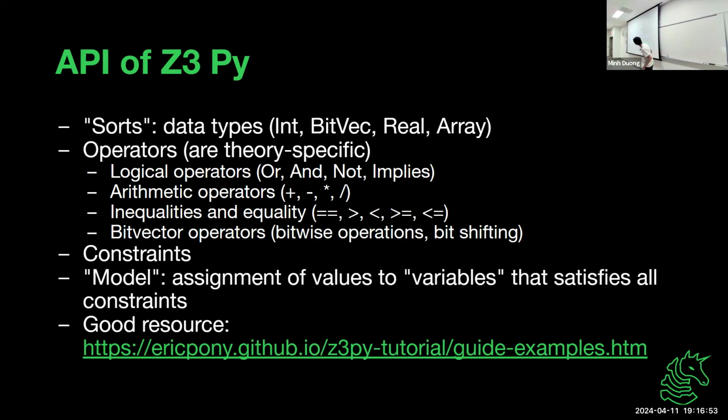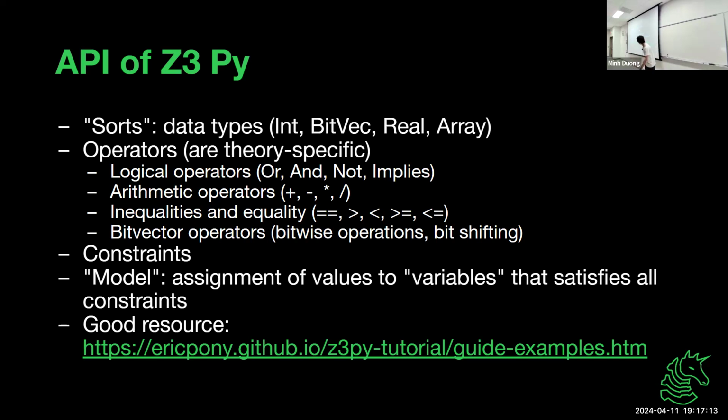I alluded to this a little bit. Z3 has data types, which it calls sorts. They basically correspond to the theories that you use. There's integers, bit vectors, reals, arrays, IEEE floats.